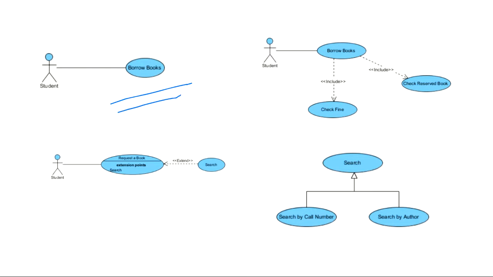If you have made the whole association and relationship wrong, then the whole question is wrong. For example, suppose the question is explicitly asking you to use include, but instead of include you have used extend, so that will be a whole thing wrong, the whole diagram will be wrong.